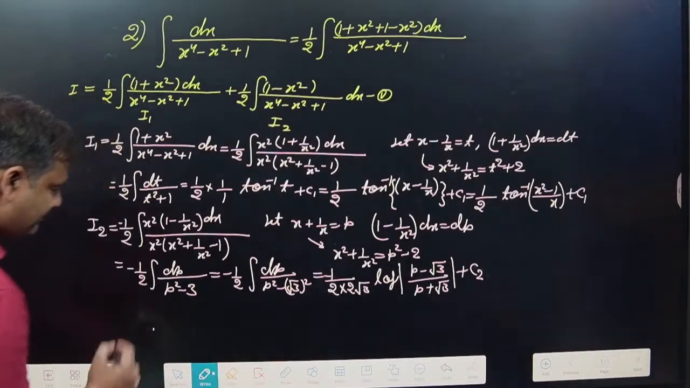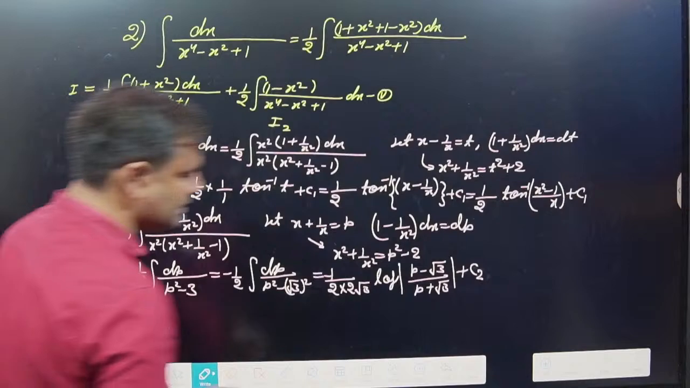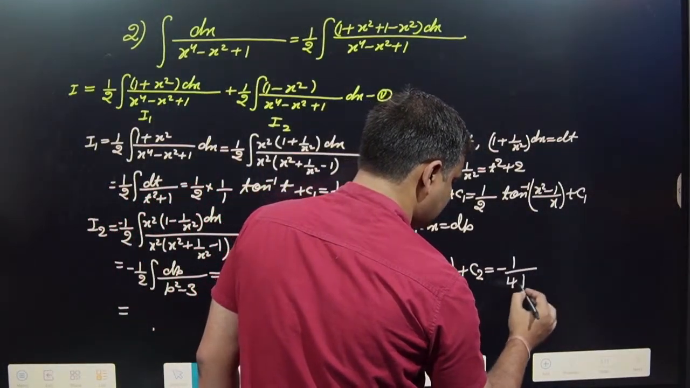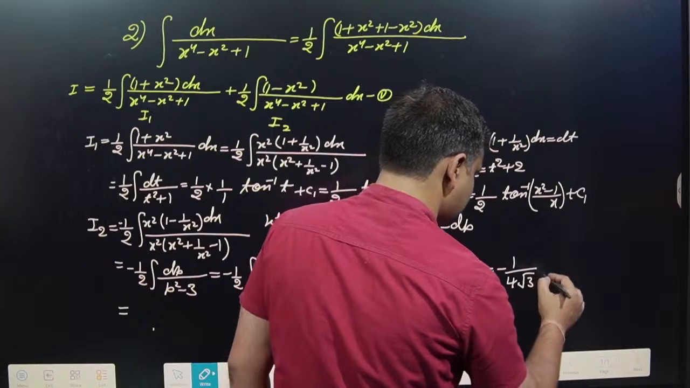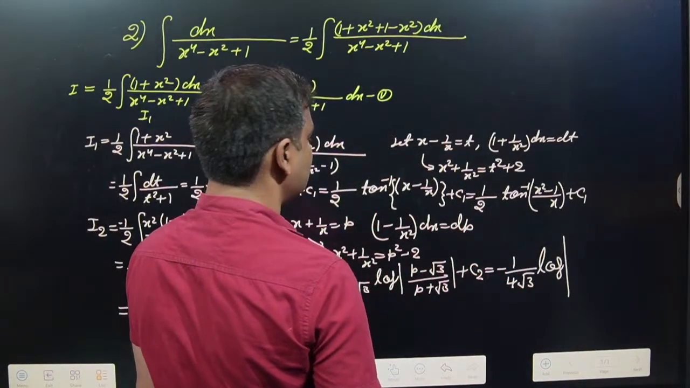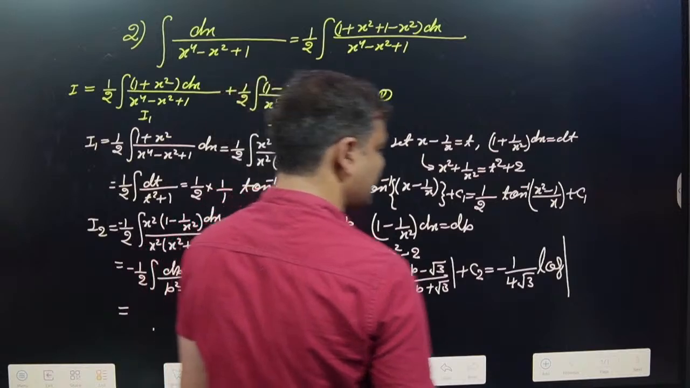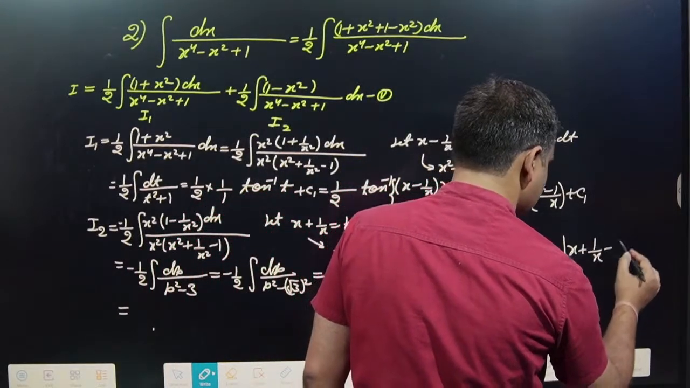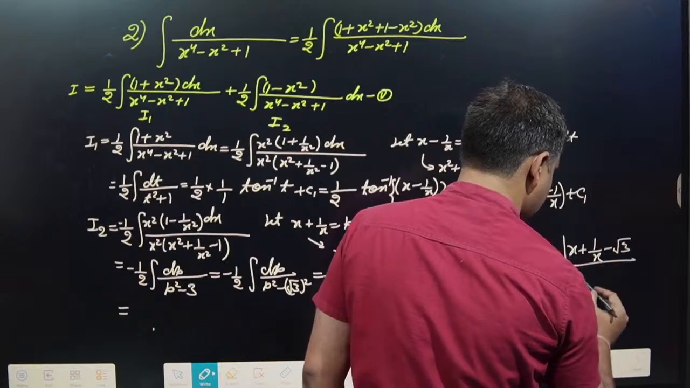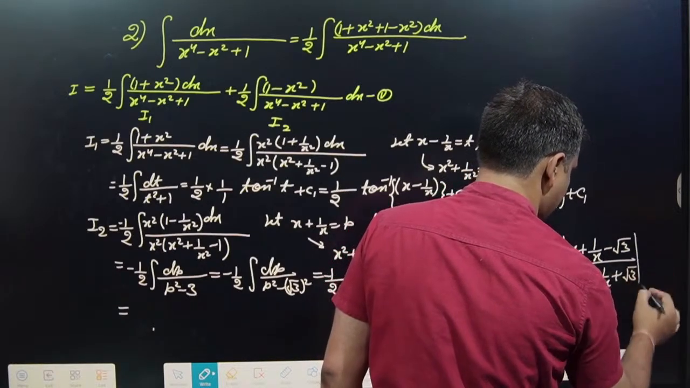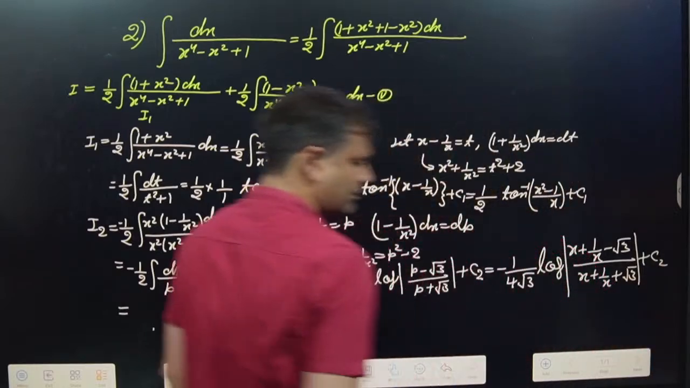After that you can say this is written minus 1 upon 4 root 3 into log of p, where p is x plus 1 upon x, so x plus 1 upon x minus root 3 divided by x plus 1 upon x plus root 3 plus c2.